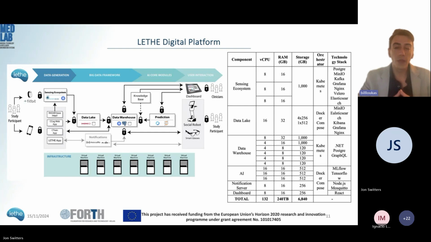Our AI core module is responsible for predictive modeling, which is key to the platform's value. Using the prospective data collected during the trial, we train machine learning models that help predict cognitive decline, adherence to lifestyle intervention, and so on. Finally, the results and insights are delivered to clinicians and some of those to patients through dashboards, integrating also smart glasses or social robots.